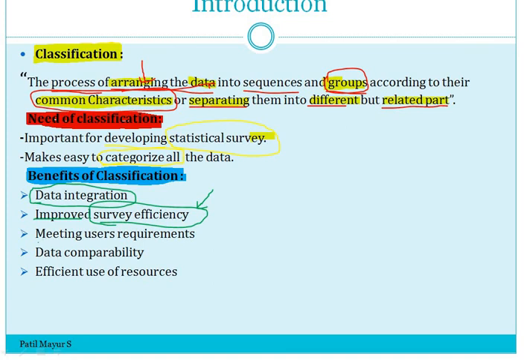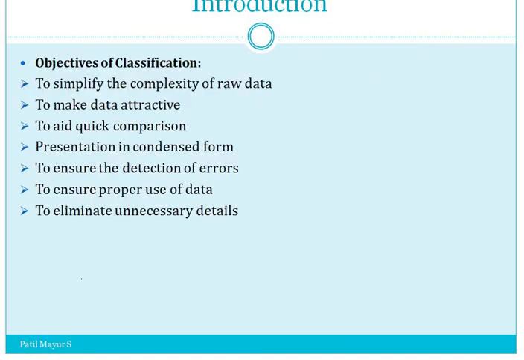Third thing is what? Meeting users' requirements. Meeting users' requirements means whatever we want from that data, we get through the classification. Then data comparability. If we properly classify the data, we can compare one data with another. So that is data comparability. Then the last one is efficient use of resources. So resources can be efficiently used here. So that is the need for classification and the benefits of classification.